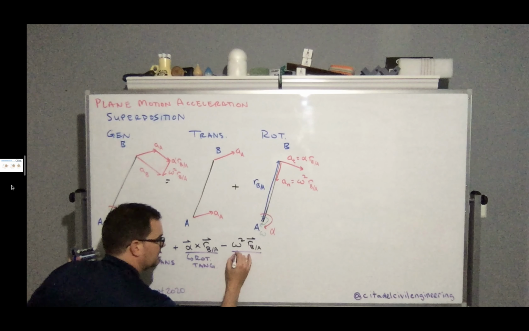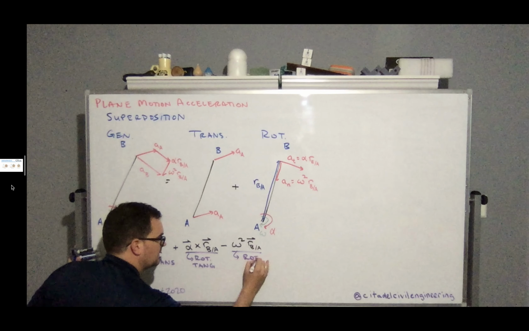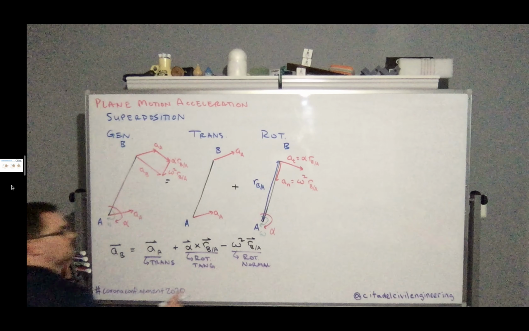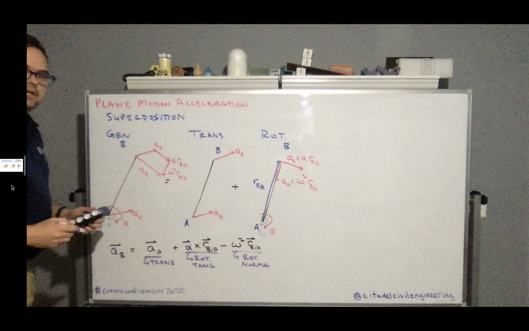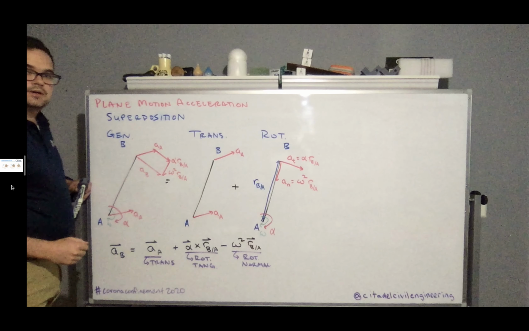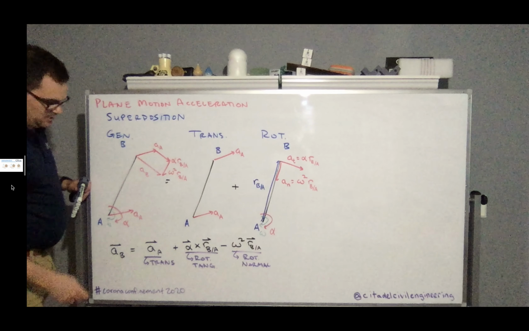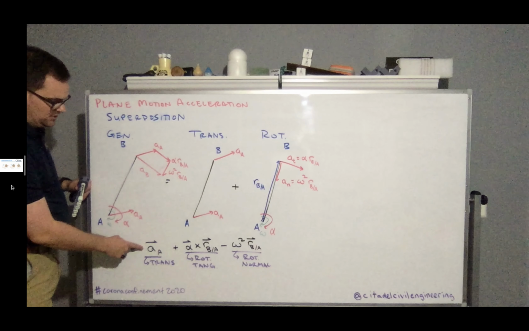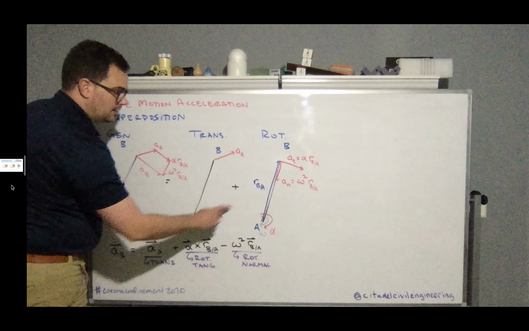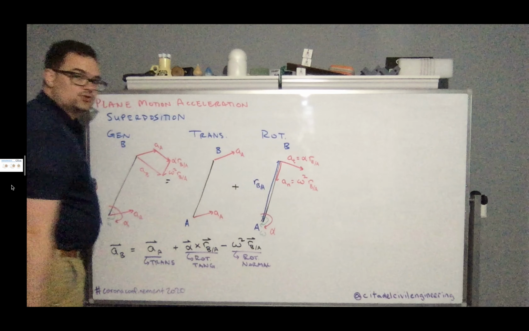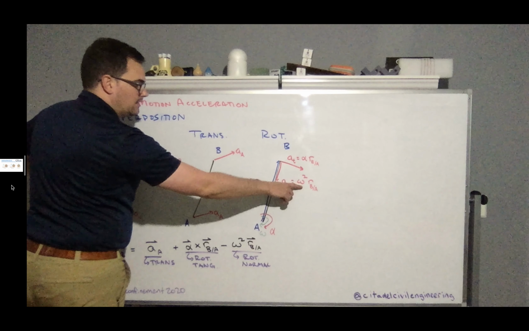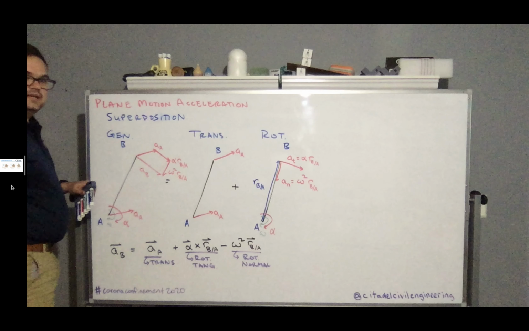And then this is going to be our rotation in the normal direction, like so. So this gives us our kinematic relationship for plane motion acceleration. It shows us that we can add the translation component at some known location to alpha cross r to give me my tangential component of the acceleration, plus omega squared r to give me the normal component of the acceleration.